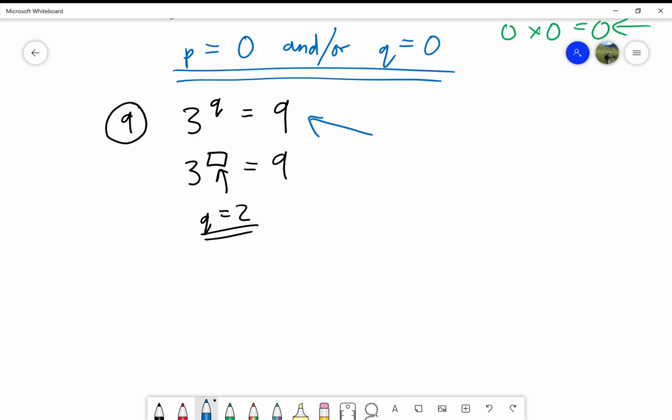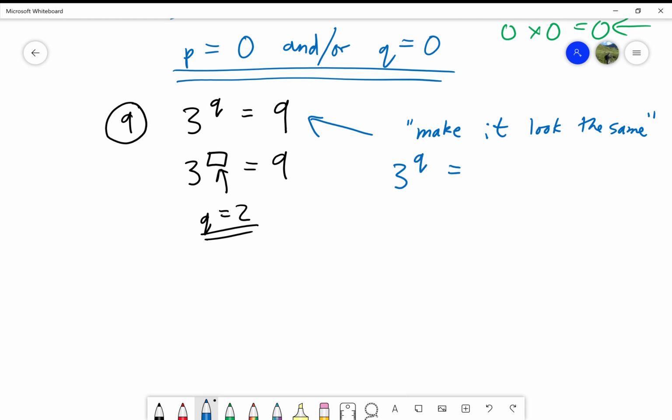We want to get the Q on its own. Let's not go there. There are ways to do that. Something to do with logs. There's another way of solving equations, which is you try and make things look the same. So on the left hand side we have 3 to a power, and on the right hand side we just have a number. So why don't we make both sides look like 3 to a power?